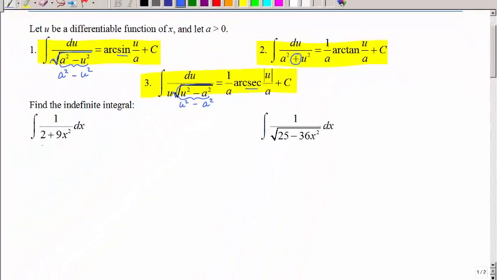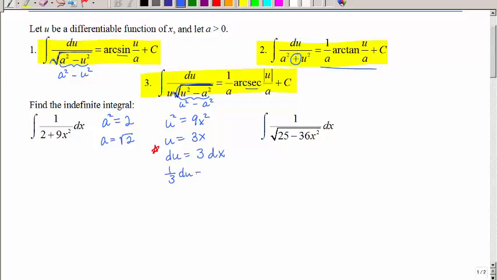Looking at this first example, I am thinking tangent. It doesn't look like a u substitution. So if I'm looking at this inverse tangent, I need to identify u squared and a squared. So a squared is 2, so that means a is the square root of 2. U squared then must be 9x squared, so u is 3x, and here comes the key part. You've got to make sure you have that du. So du is 3 dx, or in other words, 1/3 du equals dx.